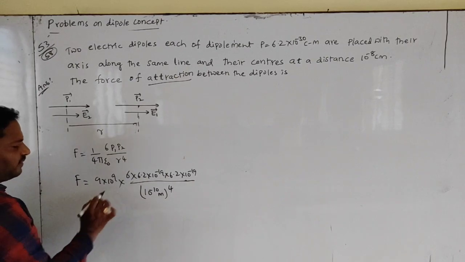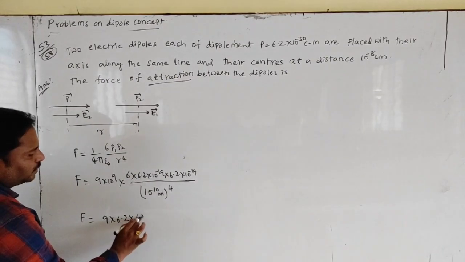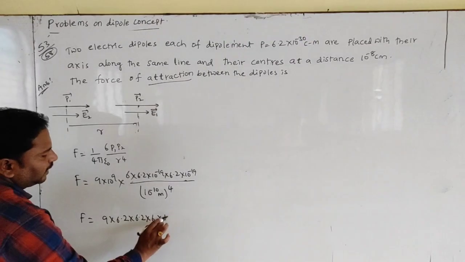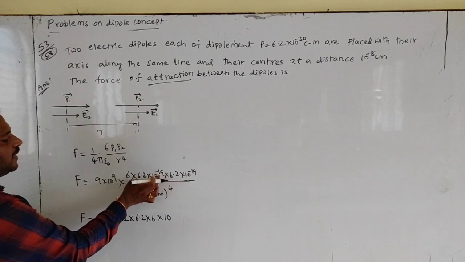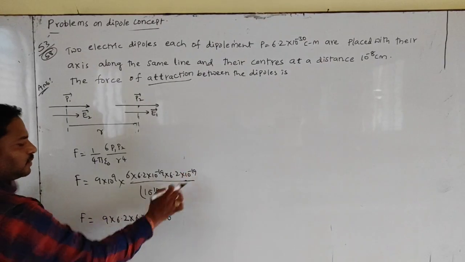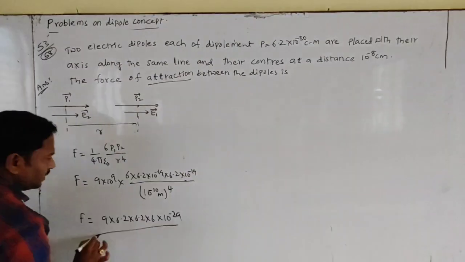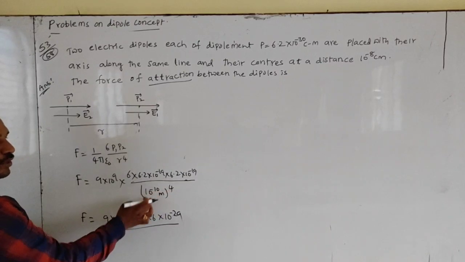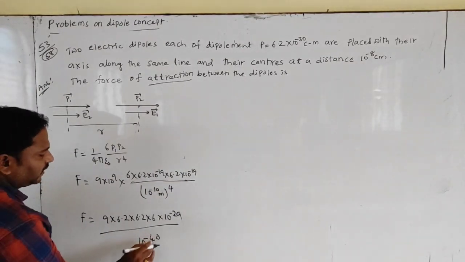So F equal to. First we are doing the powers. 9 into 6.2 into 6.2 into 6 into 10 power 9, and minus 30 means minus 9 minus 30 minus 30 minus 29, divided by how many 10s are there? Four 10 power minus 10s are there, so this is 10 power minus 40.